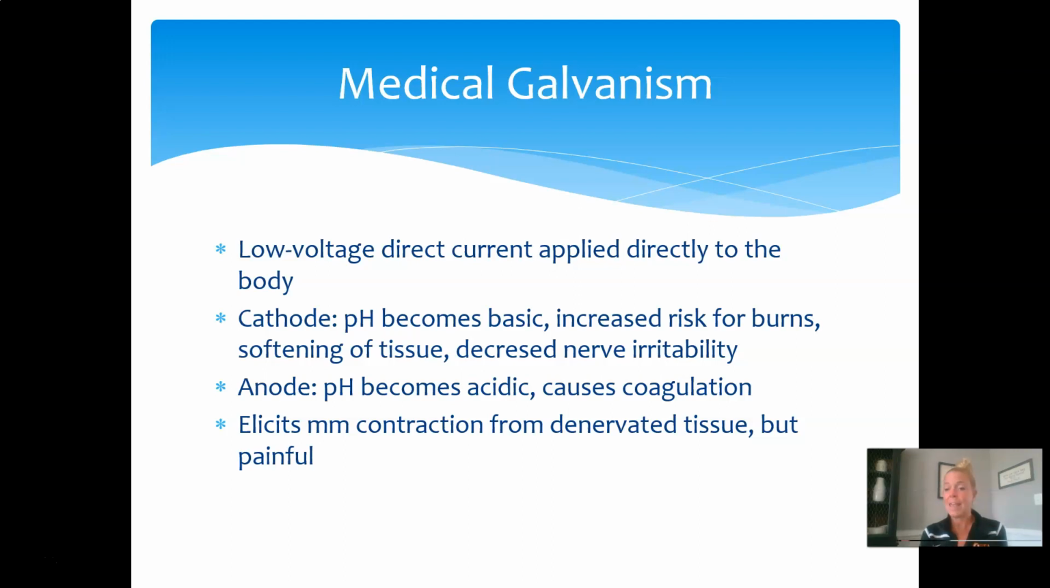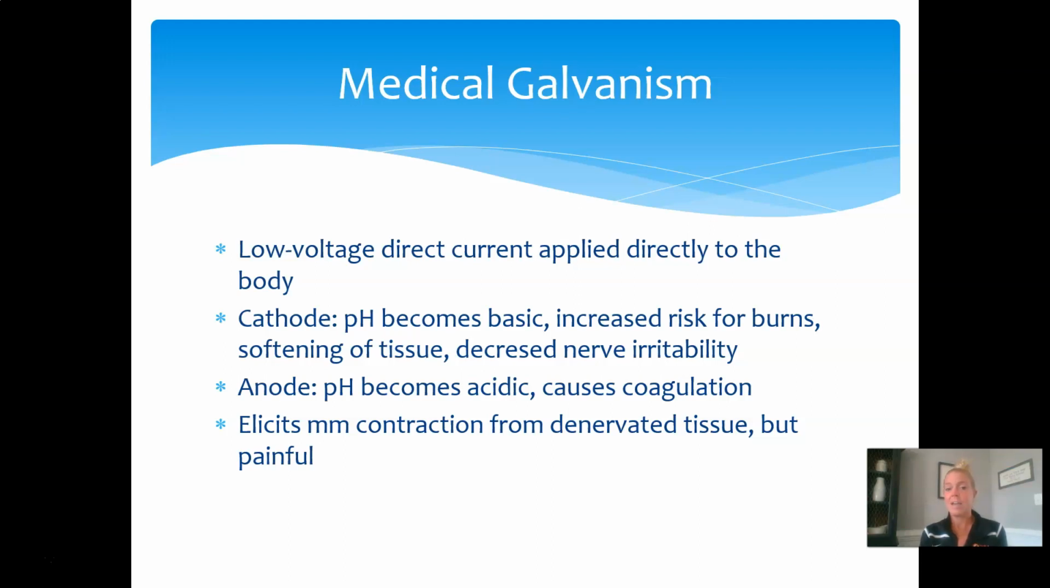So if you apply a negative treatment to your patient, that will cause the local pH to become more basic. There's a slight increased risk for burns for that. It can help to soften the tissue if your patient has a lot of necrosis, and it can decrease nerve irritability. If you set up your patient for a positive treatment, you apply the anode to a particular area.